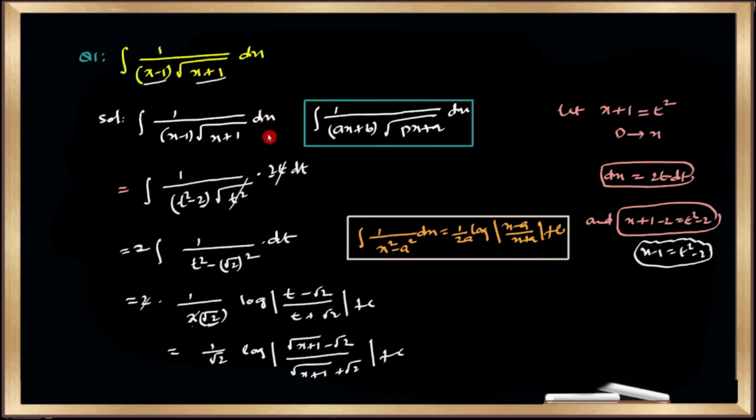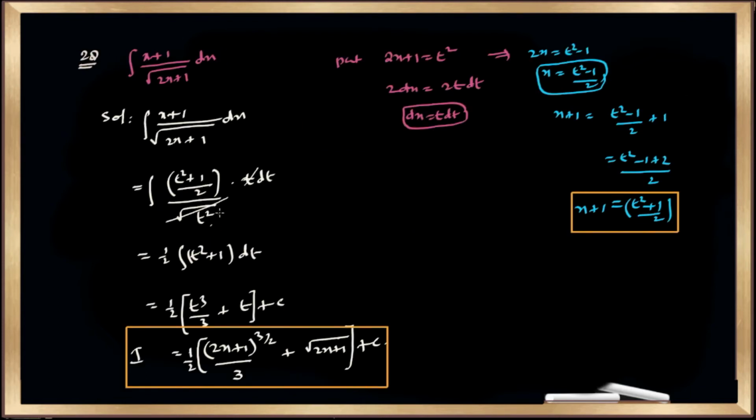Next one. The second question is integral (x+1)/√(2x+1) dx. So under the root is 2x+1. Let 2x+1 equal t². Differentiation of 2x is 2 dx, and of t² is 2t dt. On both sides the 2 gets cancelled, so dx is t dt. Now in the place of dx, we can write t dt.